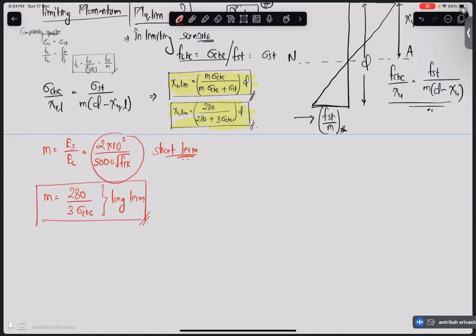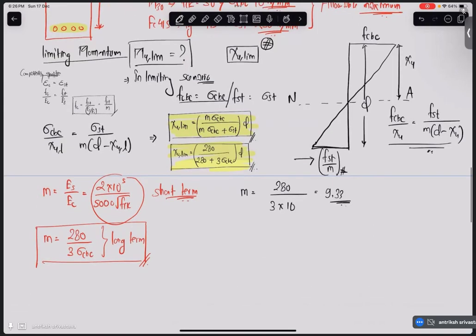So for our question, we have m equal to 280 divided by 3 into 10. That is, calculate, 9.33. Alright. So what is our LSM?